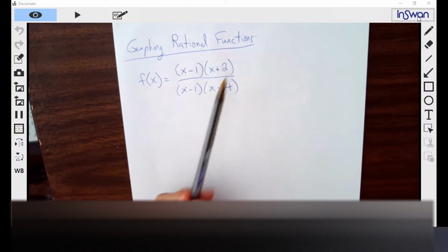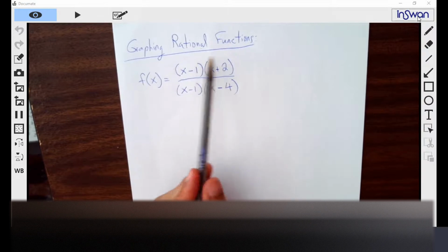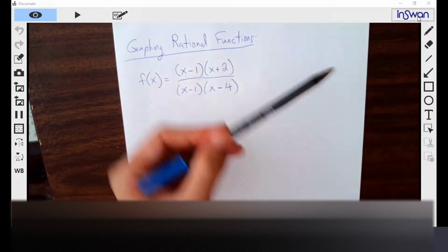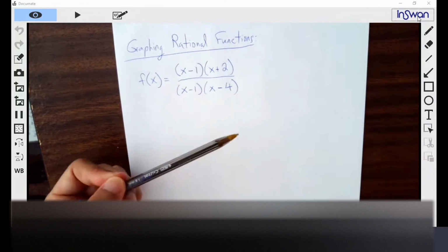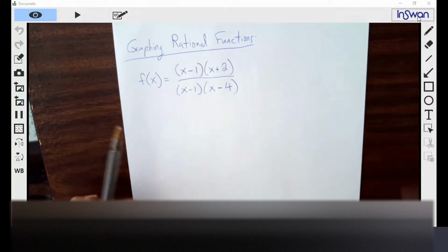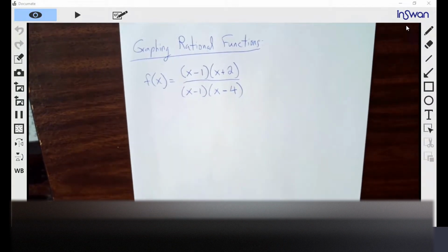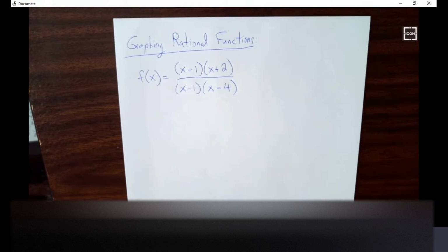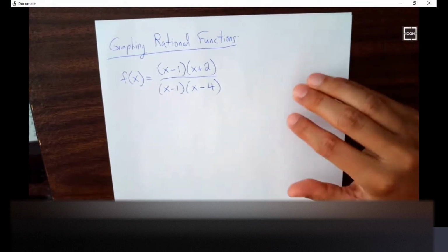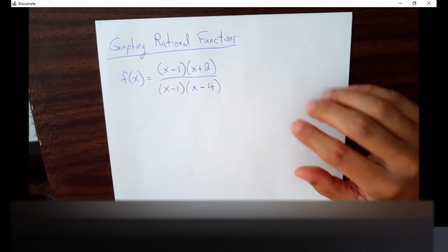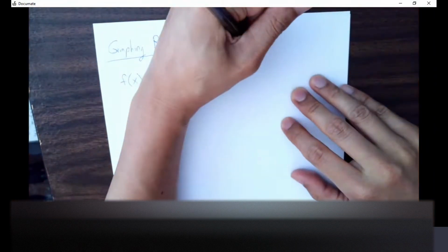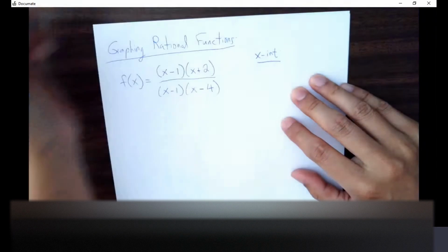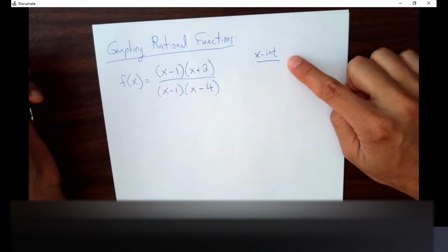Now, there are a couple of features about this graph, and I want to go down the list, and maybe I'll go through another example and see if you can let me know if something doesn't make sense. Okay. So the first thing that we have is something called the x-intercept. The x-intercept is where the graph crosses the x-axis.